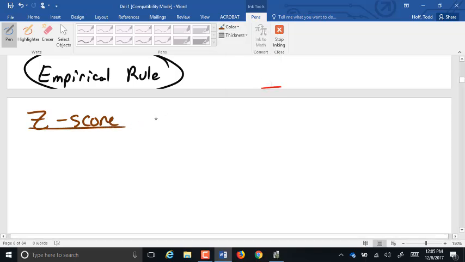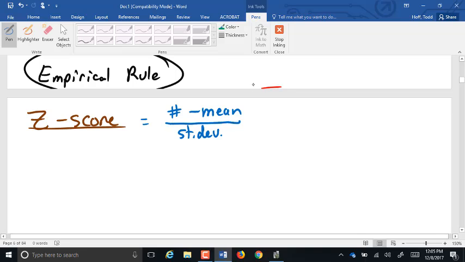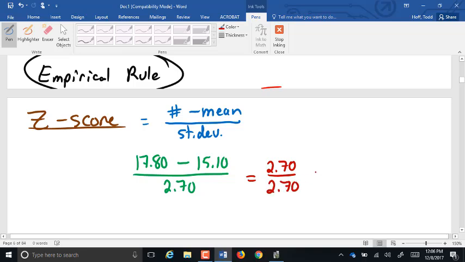A z-score is found by taking a number, subtracting the mean from it, and then dividing that difference by the standard deviation. For the problem we just did up there, the number was 1780. The mean was 1510, so it's 1780 minus 1510 over the standard deviation, which was 270. So we subtract, 1780 minus 1510 is 270. 270 divided by 270 is a 1, positive 1.